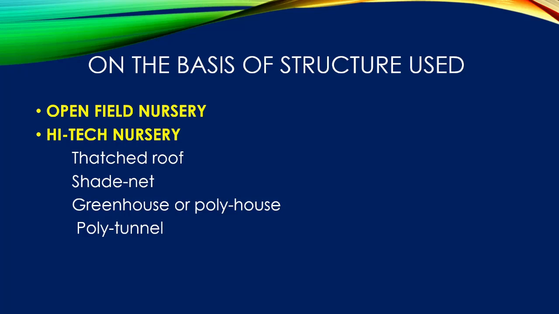Next, on the basis of structures used, nurseries are classified into two types. They are open field nursery, which do not have any permanent structures, and high-tech nursery, which consists of special protected structures like thatched roof, shade net, greenhouse, polytunnel, etc.